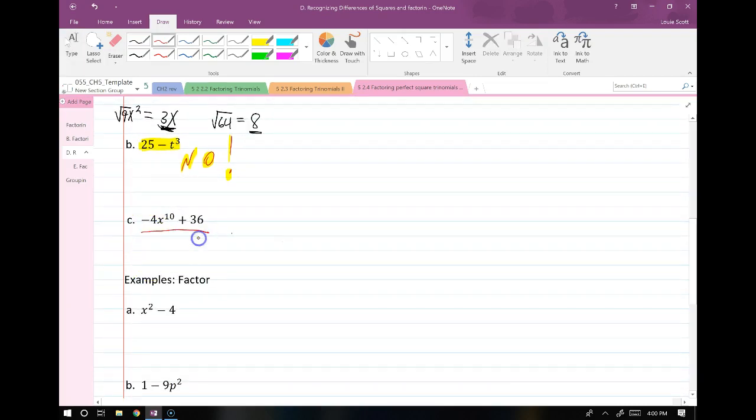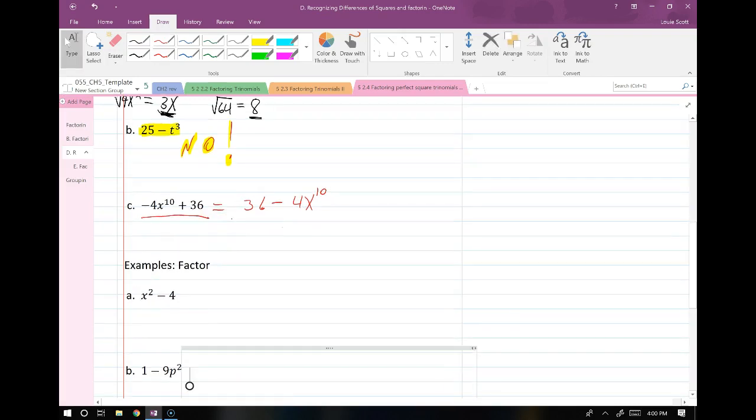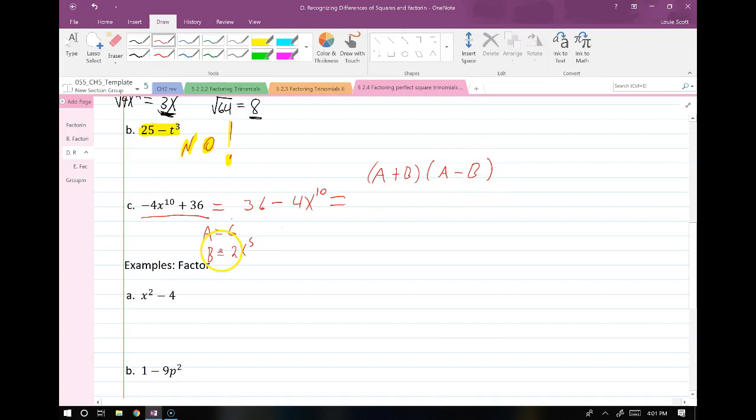When you run into something like this, you can just flip them around so that the negative comes second, right? So that it actually looks like the formula. So this one can be rewritten as 36 minus 4x to the 10th. All right, and so I can say that my a is equal to the square root of 36 if it exists, which it does, and my b is equal to the square root of 4x to the 10th, which is just 2x to the 5th. Okay, so yeah, I do have a couple of even square roots for that. So I know that this just has to equal a plus b times a minus b. All right, if my a is 6, I have 6 plus 2x to the 5th times 6 minus 2x to the 5th.